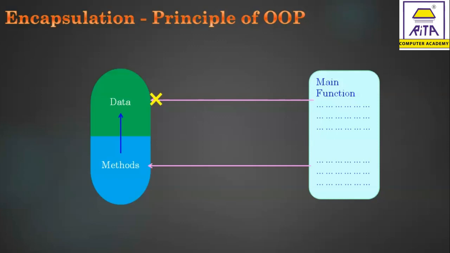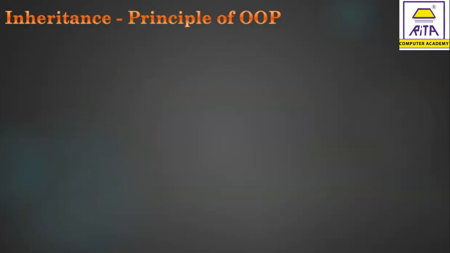Now the next principle of object-oriented programming is inheritance. First of all, what is inheritance? Inheritance is a mechanism in which one class acquires the features of another class. The class that is inherited is known as the superclass or base class or parent class, and the one that inherits from the base is known as the subclass or derived class.